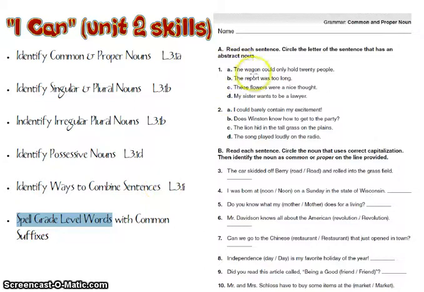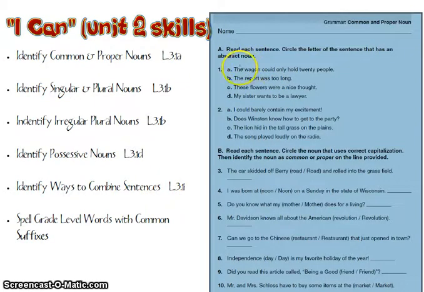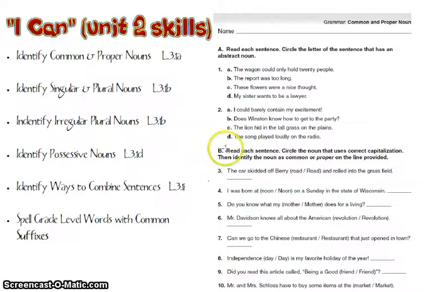Okay? So let's look at the first activity that you're going to do. It says, read each sentence. Circle the letter of the sentence that has an abstract noun. So go ahead and use a highlighter, and I'll read through these, and then you can check your answers. I'll tell you where you can find your answers. A, the wagon could only hold 20 people. B, the report was too long. C, these flowers were a nice thought. D, my sister wants to be a lawyer.